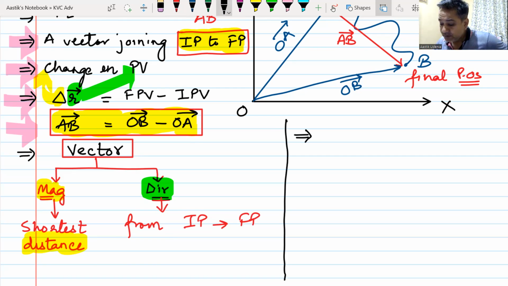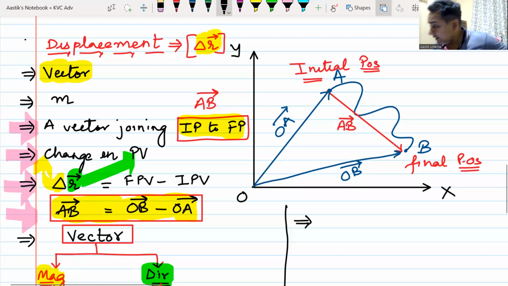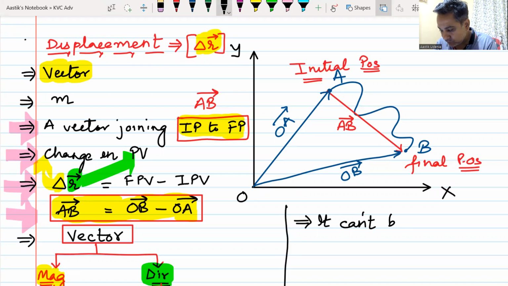We had seen displacement. It is a vector quantity. Can it be added or subtracted like numbers? Can I treat it like a number? Since it is a vector quantity, it cannot be added like numbers. I cannot treat it like numbers. So how can I add it or subtract it?